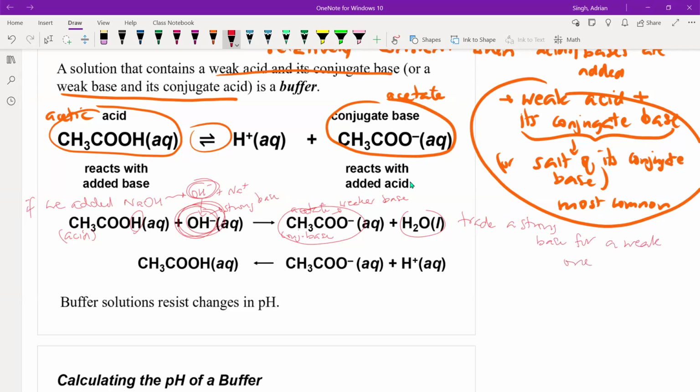Right, the hydroxide for the acetate ion. And as a result, the pH change is minimized.